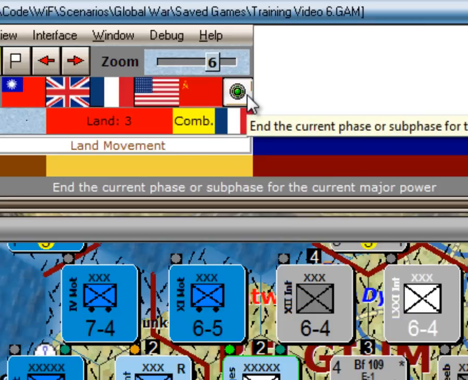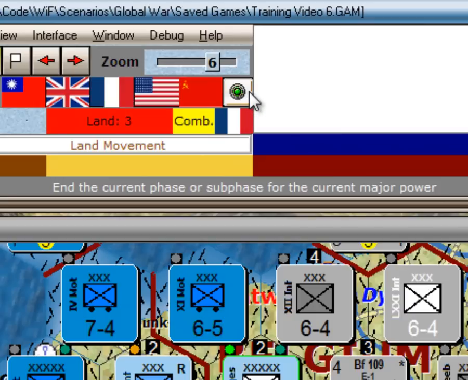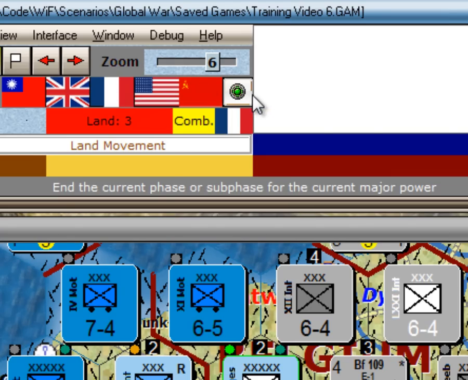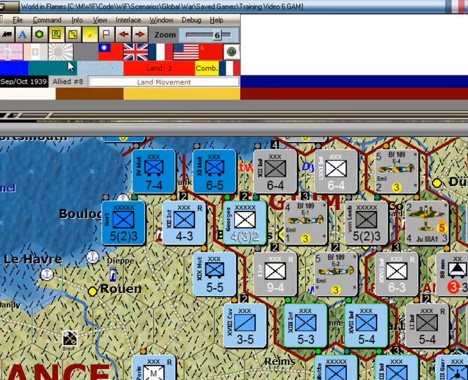This button here is the end of phase button. It's probably the button that you'll be clicking on the most during the game. As each major power ends its phase, you click on this button and it'll go to the next major power. When all major powers have completed their moves, then it'll go on to the next phase.